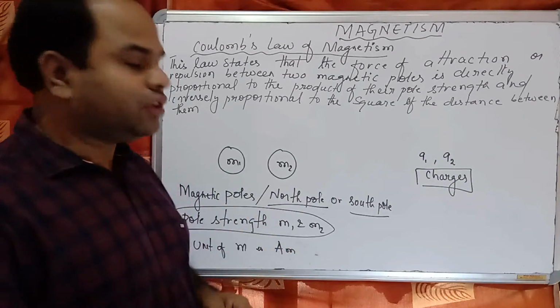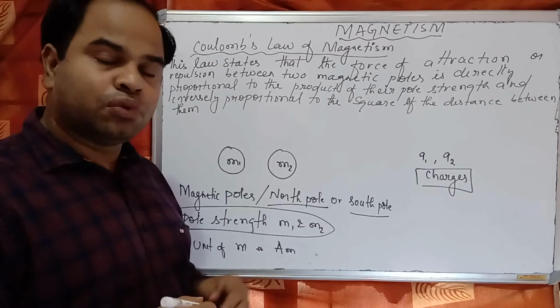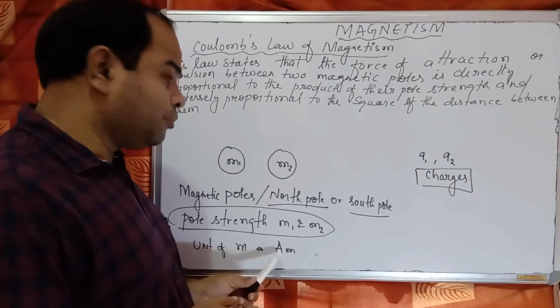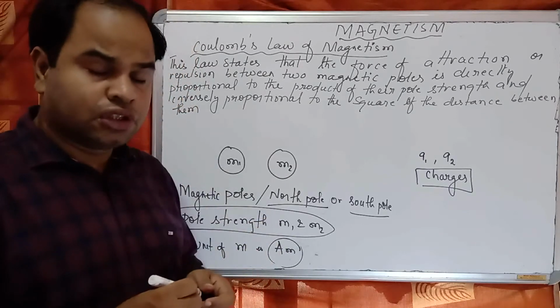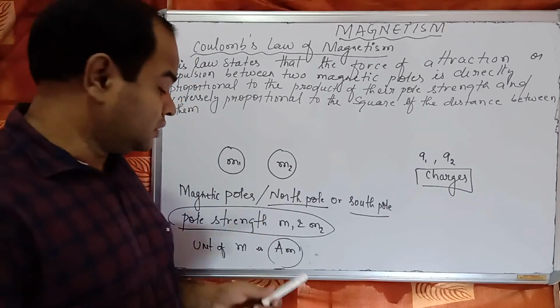And the unit of magnetic pole is ampere meter. So the unit of magnetic pole is ampere meter.